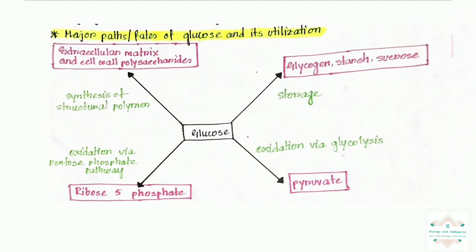Third is the synthesis of structural polymers, where it is used for the extracellular matrix and cell wall polysaccharides. For the cell wall structures, this glucose can be used. And the last one is oxidation via the pentose phosphate pathway, which leads to the production of ribose 5-phosphate, which will further go to nucleosides, which will further help in nucleotide synthesis in our body.